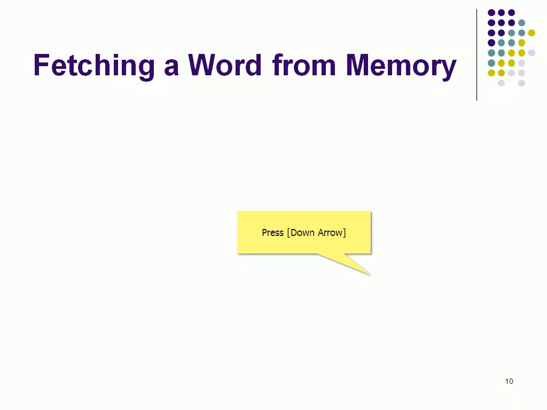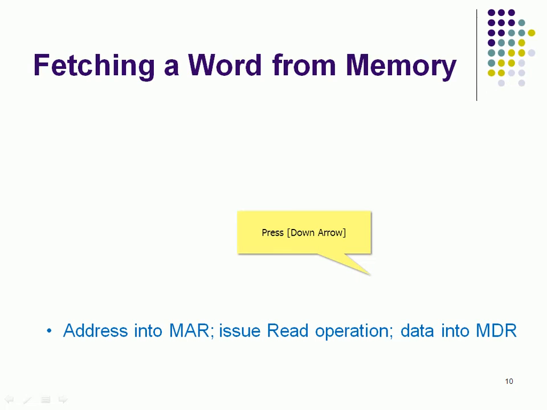So let me see fetching a word from the memory. To fetch the word from the memory, the address goes into the MAR. So the contents of the PC will be written to the MAR, right? Then issue the read operation, so data goes into the MDR. So the connections and control signals for the MDR register will be as follows.